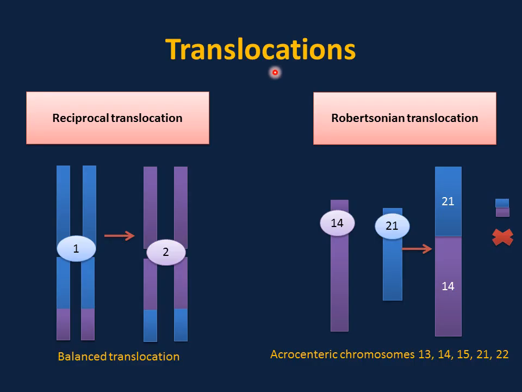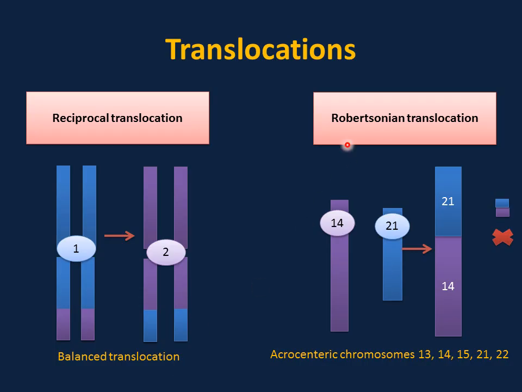Translocation is an exchange between chromosomes. We have reciprocal translocation and Robertsonian translocation. Reciprocal translocation can occur between any of the chromosomes. For example, if one piece of chromosome 1 goes to chromosome 2 and one piece of chromosome 2 goes to chromosome 1, and they are equal, this is a balanced translocation. Many people live healthy with balanced translocation. If too much of 1 goes to 2 or too much of 2 goes to 1, this is well known as unbalanced translocation, and it can be associated with health problems.